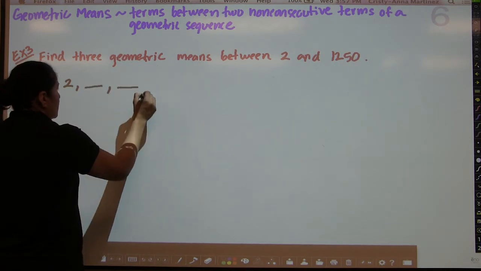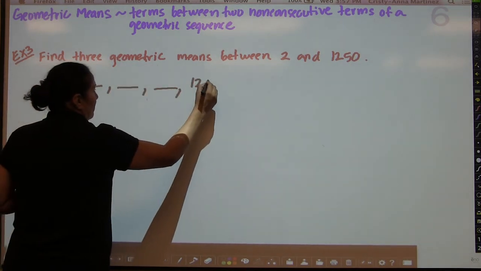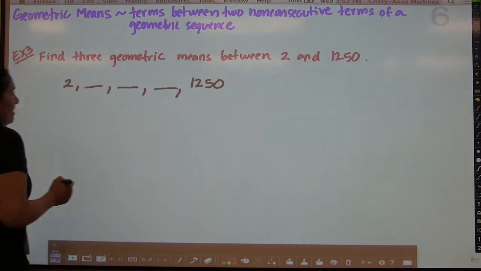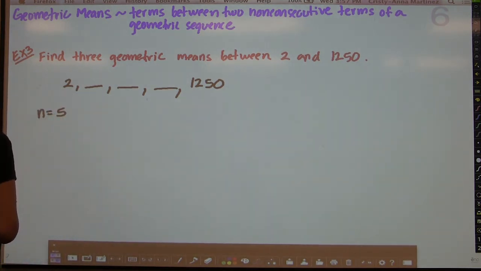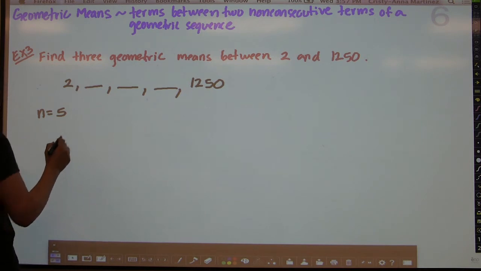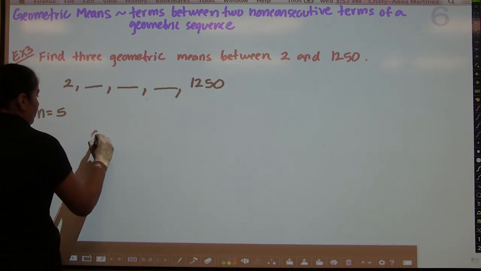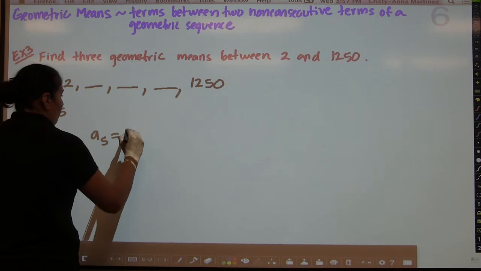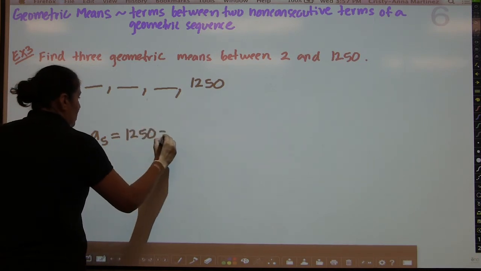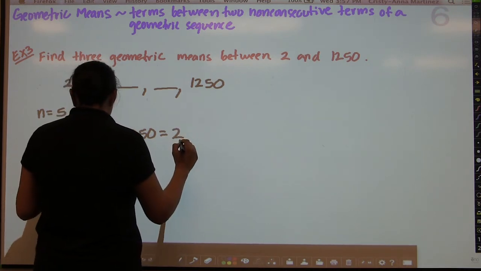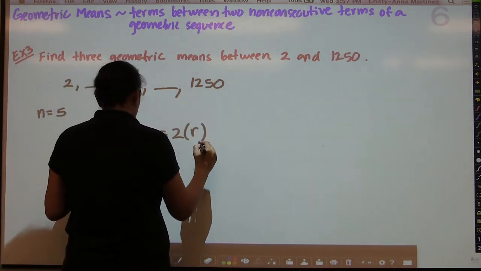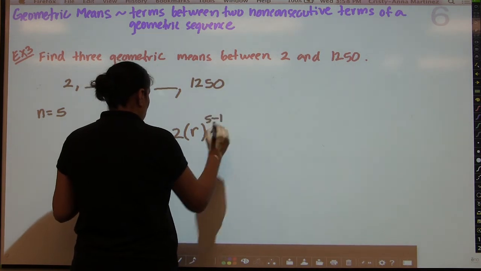So there's 1, 2, 3, and then we have 1250 as our final term. This means that we have a total of 5 terms, so n equals 5. So now I need to find the r value, the common ratio, and to do that we're going to use our formula. We know that a sub 5 is equal to 1250, and that in turn should equal a sub 1, which is 2, times the common ratio to the n minus 1 power.